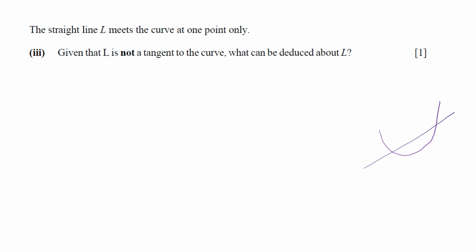If we draw it this way, it meets 2 points, right? So I believe we can only draw it in this direction. So how do you describe this kind of line? I think it's easier to describe it as a vertical line. You can't say it's a slanted line. But a vertical line will also meet the curve at one point, right? So therefore, what can you deduce about the line L? So L is a vertical line.